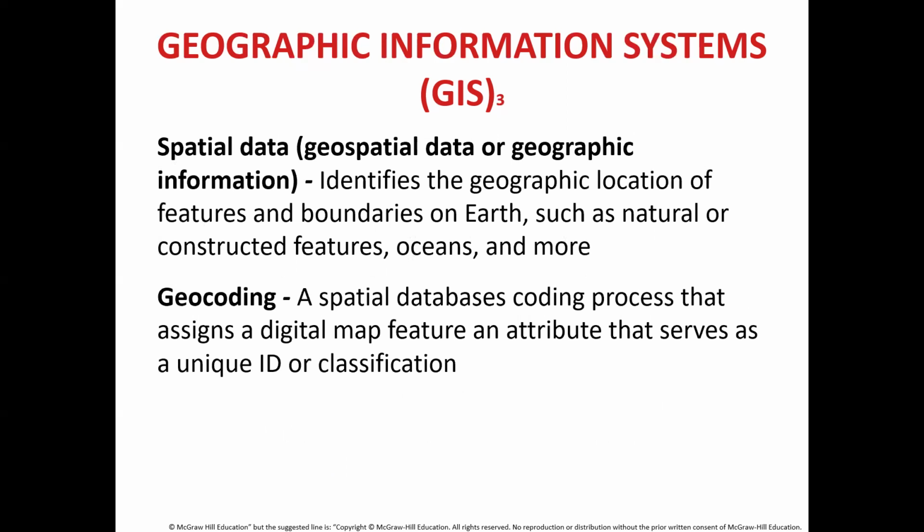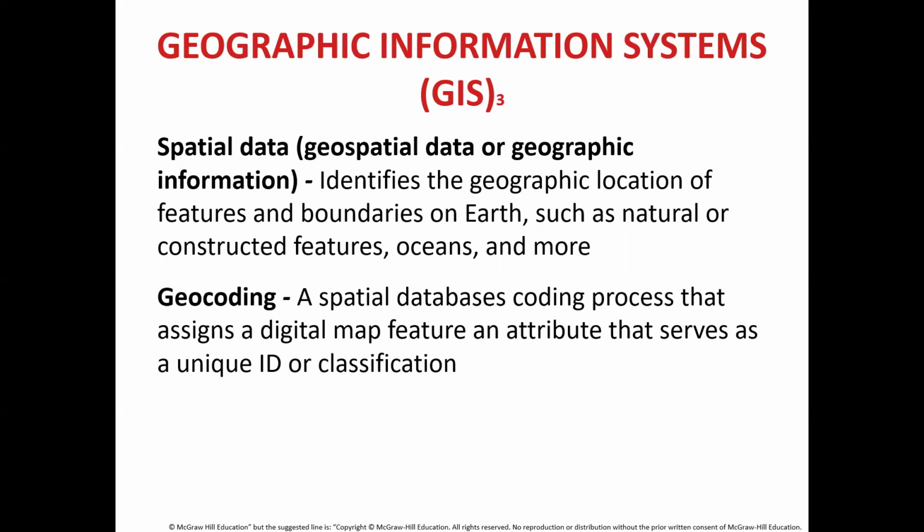GIS continued. Spatial data, geospatial data, or geographic information identifies the geographic location of features and boundaries on Earth, such as natural or constructed features, oceans, and more. Spatial data can be mapped and is stored as coordinates and topology. A GIS accesses, manipulates, and analyzes spatial data.